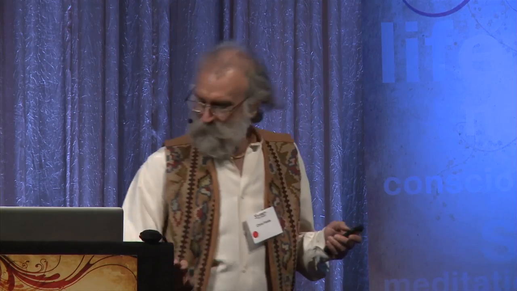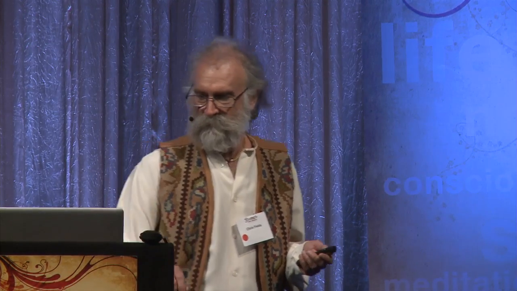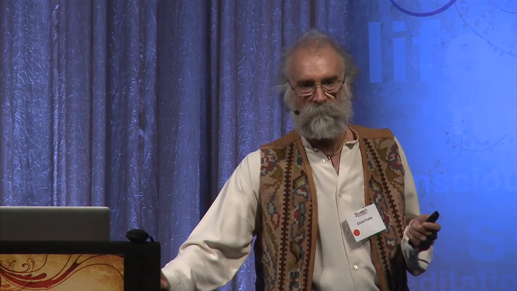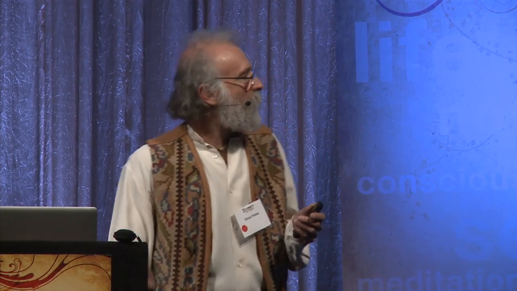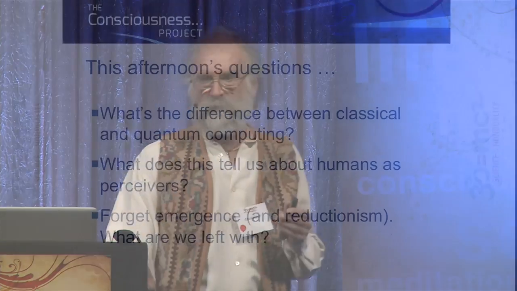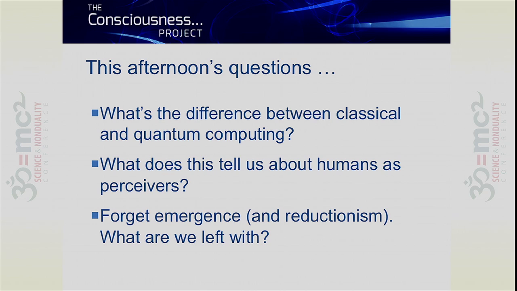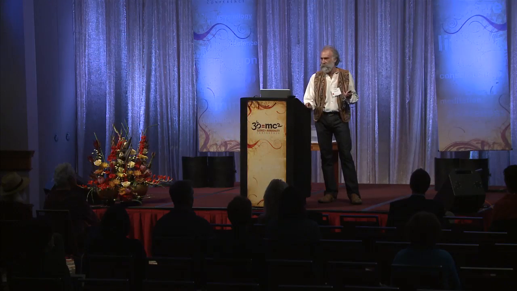Okay, so today's questions are, what's the difference between classical computing and quantum computing? And then we're going to segue from that into what does this tell us about perception, human perception and perception in general. And then we're going to talk about what happens when we just forget about these concepts of emergence and reduction. What are we left with in studying perception?